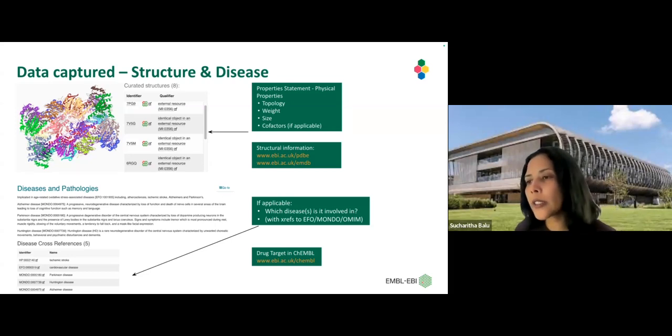And also on the complexes page, if it's applicable, you'll find a free text statement for diseases. And this will either be free text and or cross-references. And the cross-references will be to either Experimental Factor Ontology, EFO, Mondo, or OMIM. And I should stress here that with complexes, we are very cautious in assigning them disease tags because we look to see whether the complex as a whole is involved in a disease process, not just individual proteins.